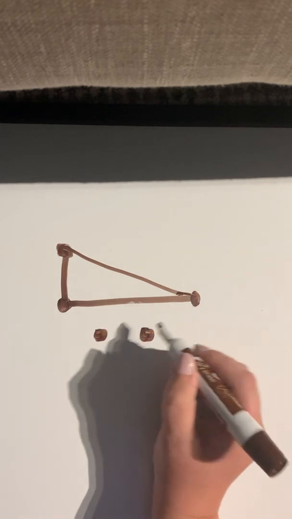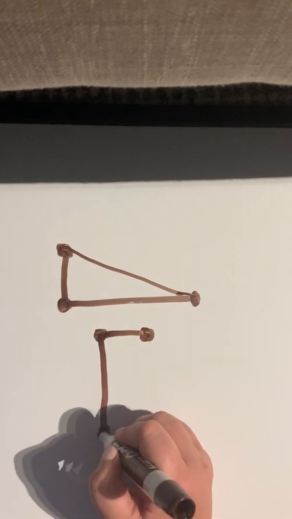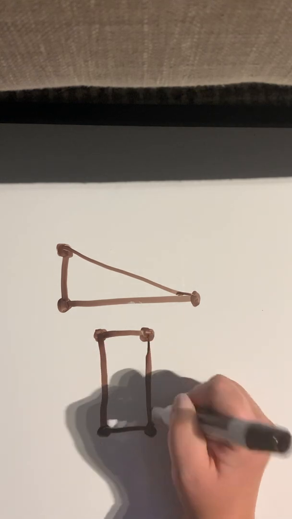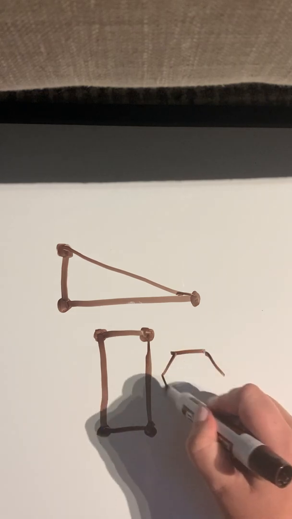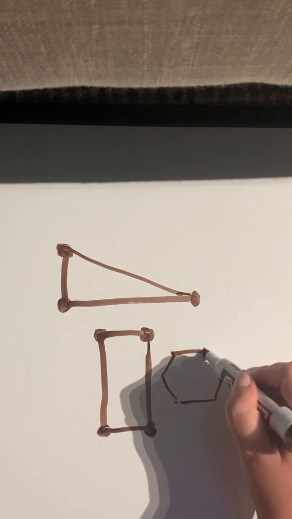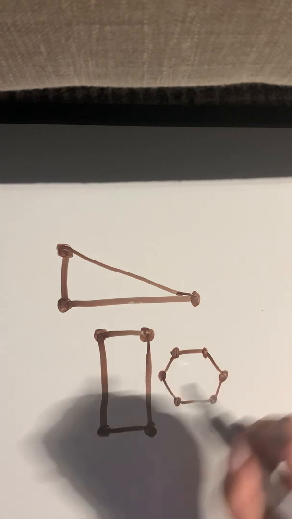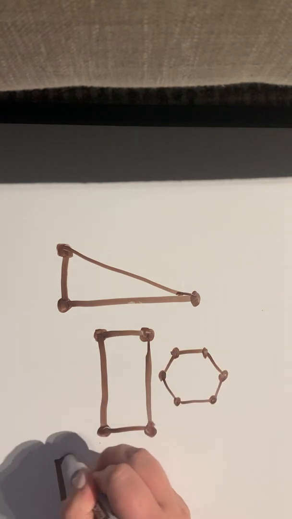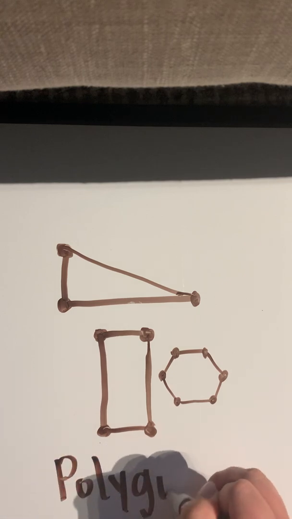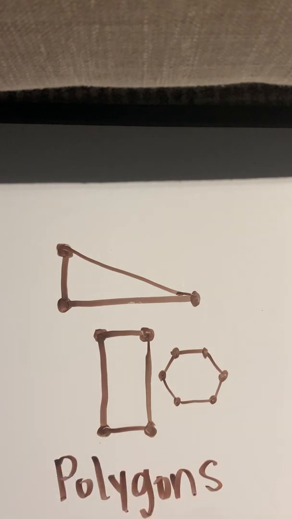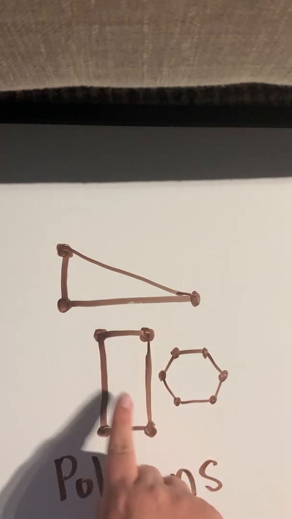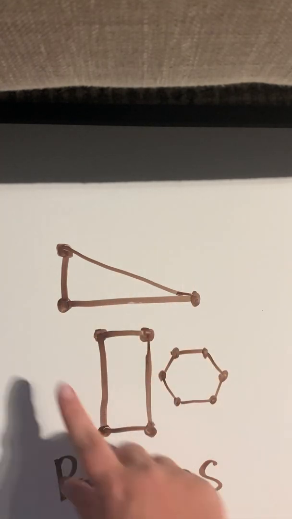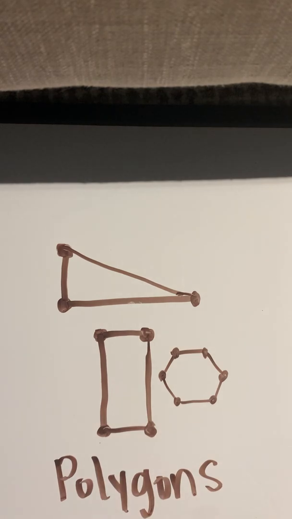My rectangle is formed by line segments. I've got straight lines that are connecting here. And then I have my hexagon that is also created by line segments, okay? These are all called polygons. Everybody say polygons. Excellent. And just as a review, these are called polygons because they are closed shapes and they are formed by line segments.